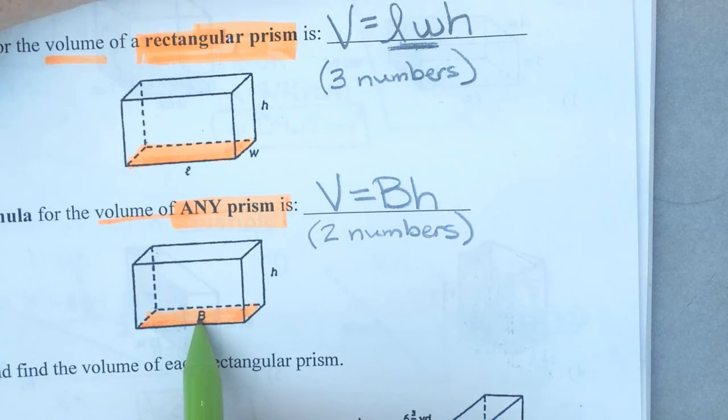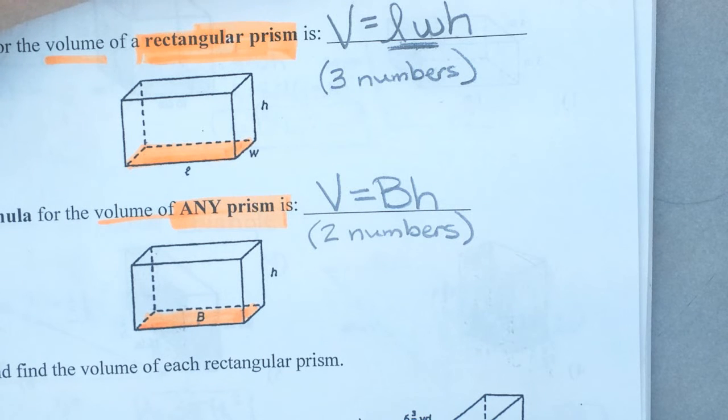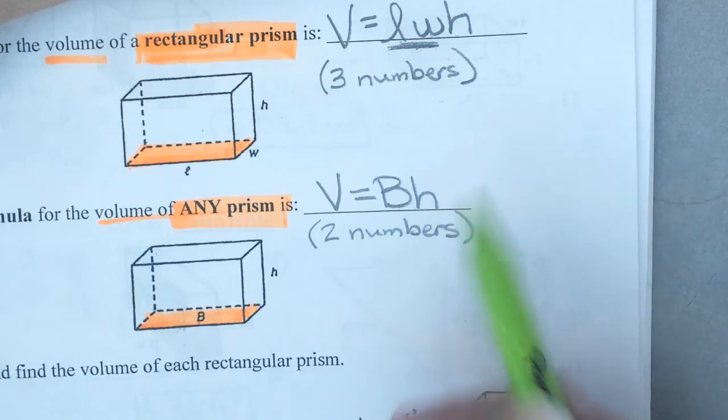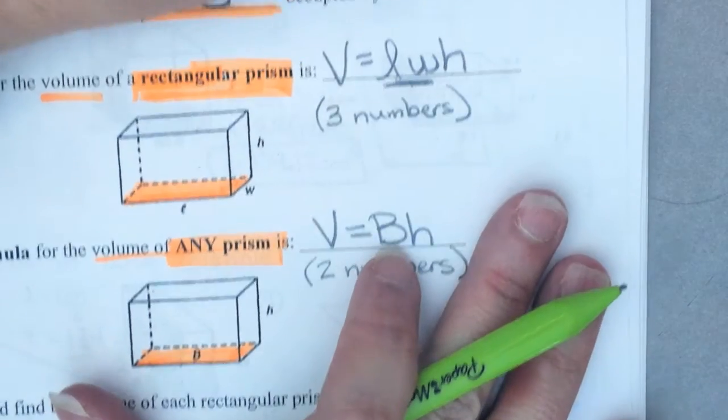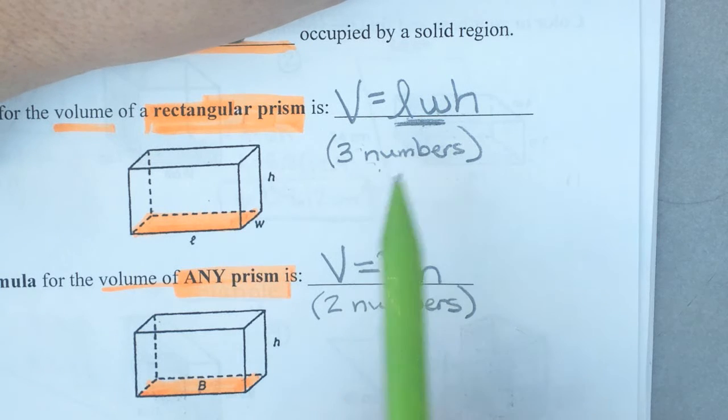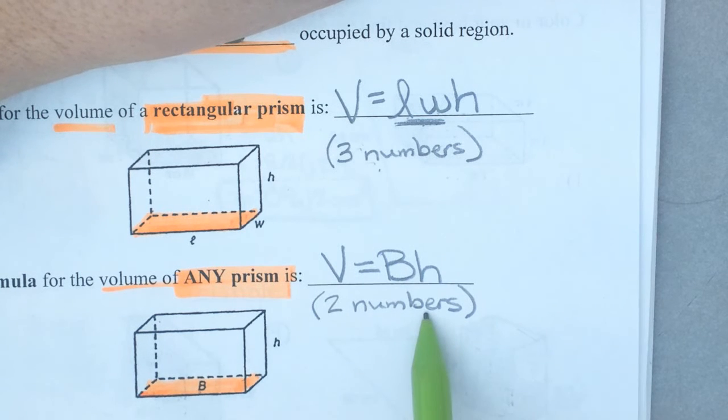Next year, that base might be a triangle, so you might have to do base times height divided by 2, and then times the height. Next year, that base could be a trapezoid. Think about that formula for a trapezoid: B1 plus B2 times the height divided by 2. Okay? The best way I can explain this is, we're going to mainly use this one, and then tomorrow, you'll see some with more of this as an example.